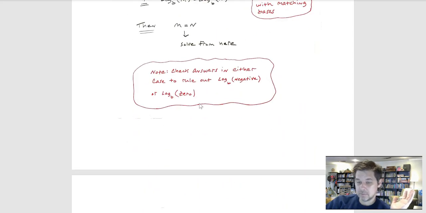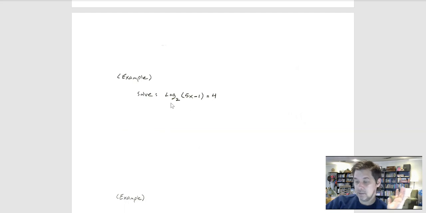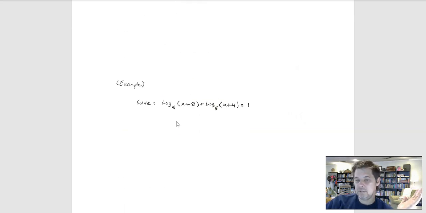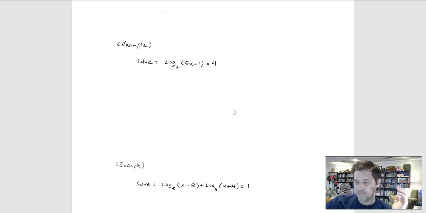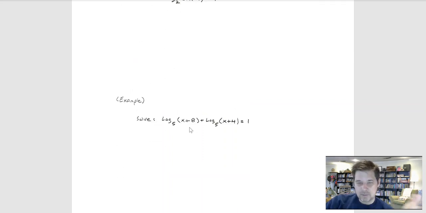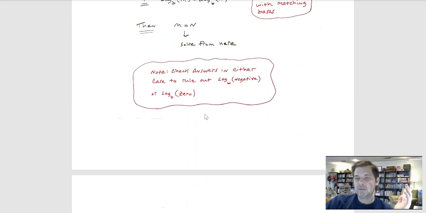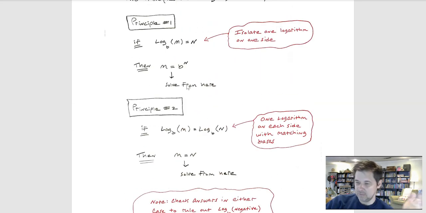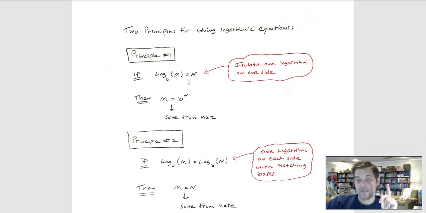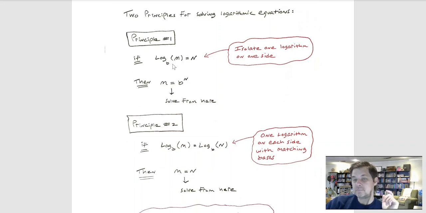In other words, you see an equation like this with a logarithm in it, and the objective is to solve it, like one of these. You need some kind of principle to follow, some kind of rule, and that's what I'll start with. So, first principle.